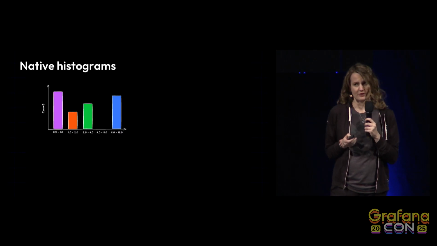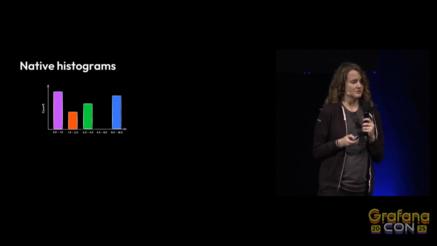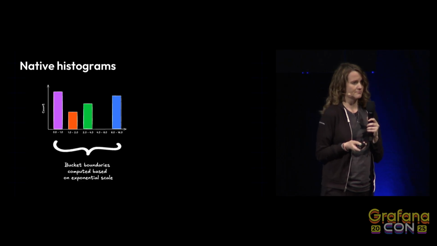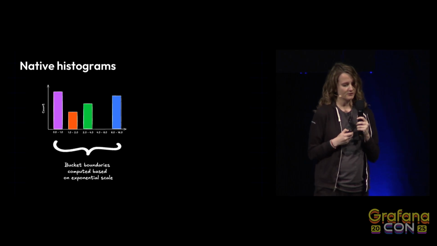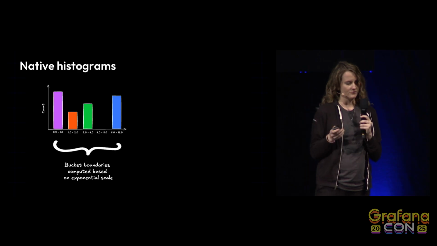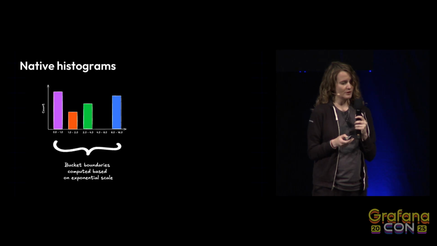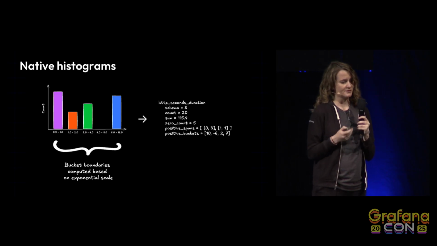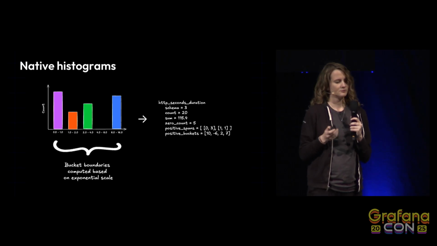We now have native histograms, which address a lot of the issues that classic histograms present. Instead of having to predefine the bucket boundaries, the boundaries are calculated based on an exponential scale. And this allows for native histograms to be aggregated and merged together more easily. And the other big benefit is that instead of being stored as multiple time series, it's stored as a single complex sample that encompasses all of the data that you need.